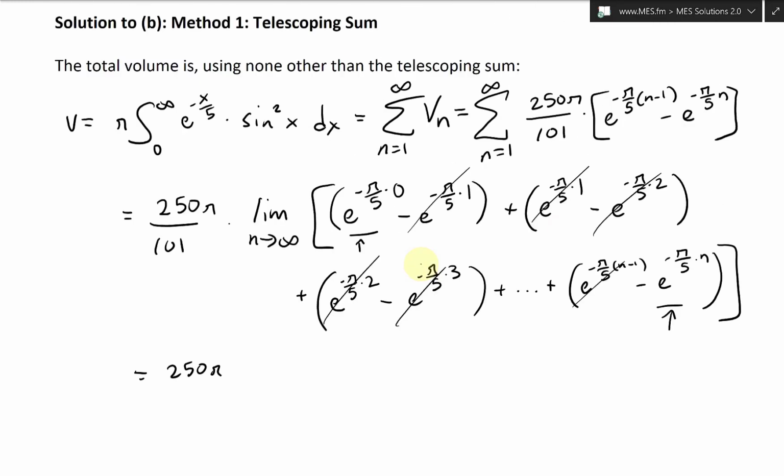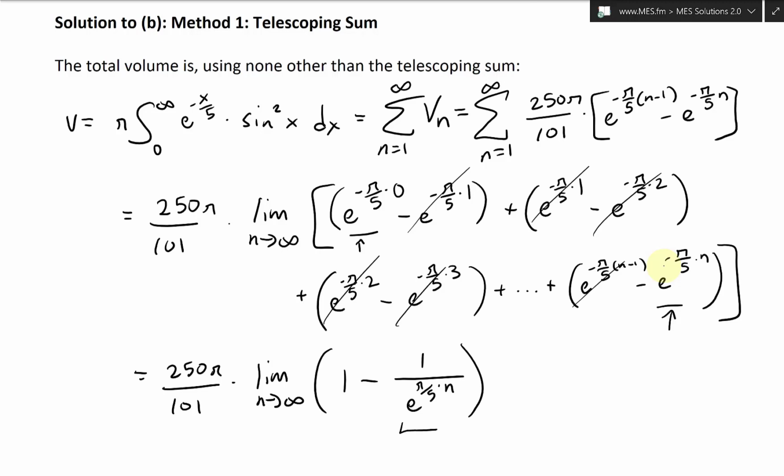So this equals 250 pi divided by 101 times the limit as n approaches infinity of e to the negative pi over 5 times 0, and this is just e to the 0, which becomes 1, minus e to the negative pi over 5 times n. Instead of writing it like this, because there's a negative exponent there, I'm just going to put it at the bottom and make it positive: 1 divided by e to the positive pi over 5 times n.